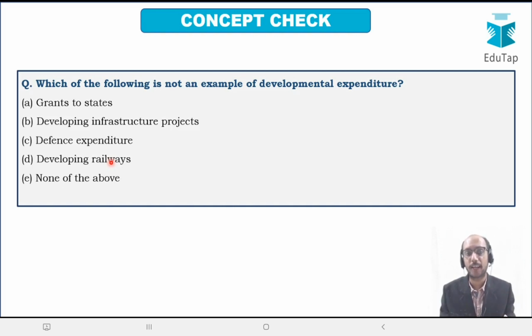It results in creation of an asset. Developing infrastructure projects on similar lines is developmental expenditure because it results in creation of assets. Grants to states can also be classified under developmental expenditure because the money that is being given to the states can be used for creation of assets.